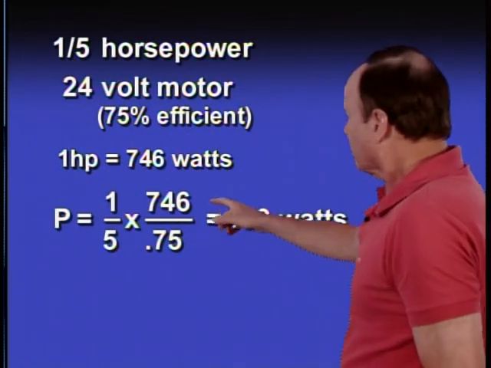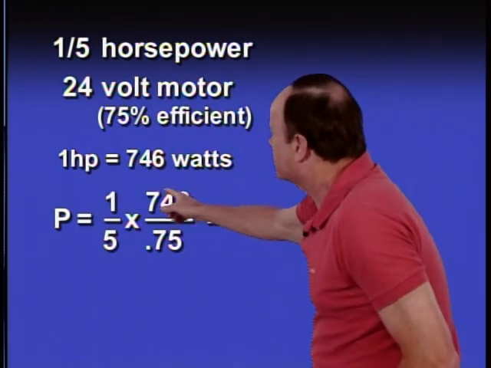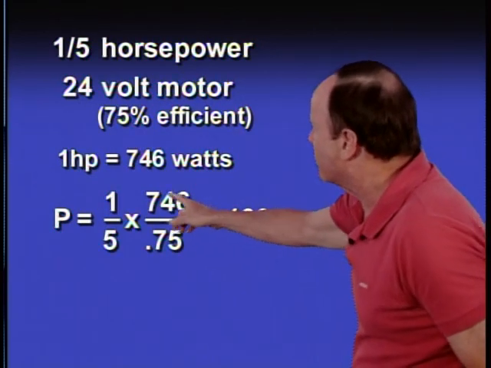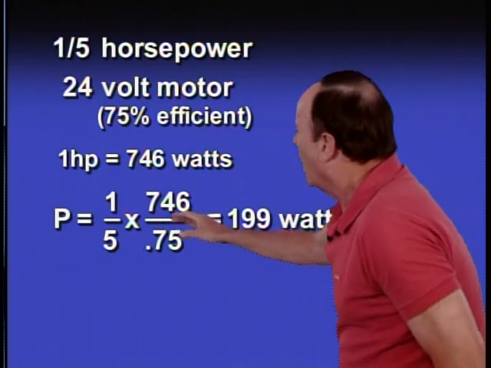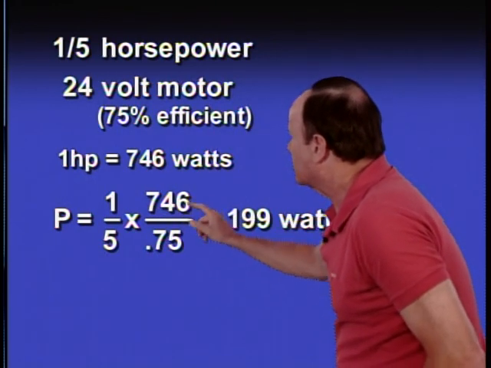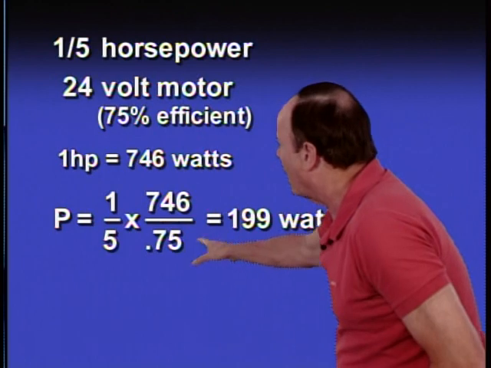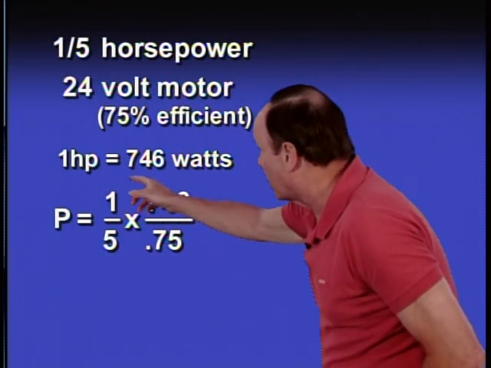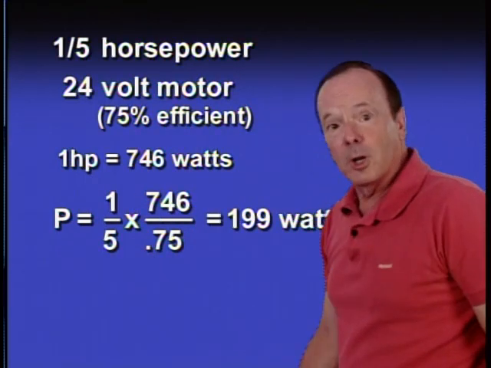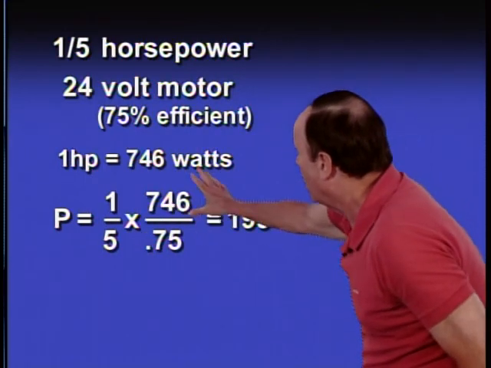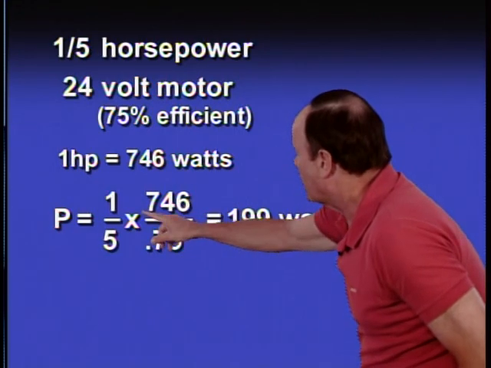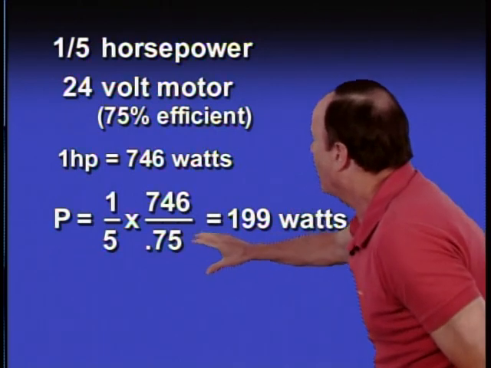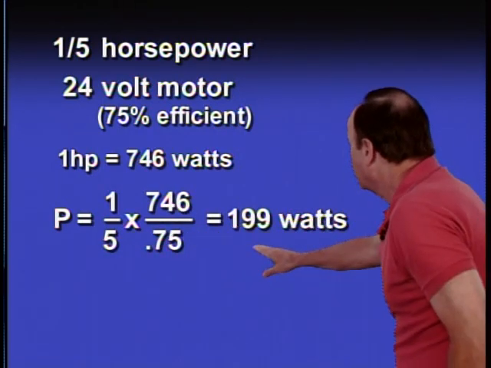First of all, we have 1 horsepower is 746 watts, but this motor is only 75% efficient. So to produce horsepower, it's 746 divided by 0.75. So that would give you 1 horsepower. But we're only talking about 1/5 horsepower, so we'll multiply that times 1/5. So the formula will be 1/5 times the power required for 1 horsepower, 746 watts for 1 horsepower, but it's only 75% efficient. And then you multiply that out and you get 199 watts.